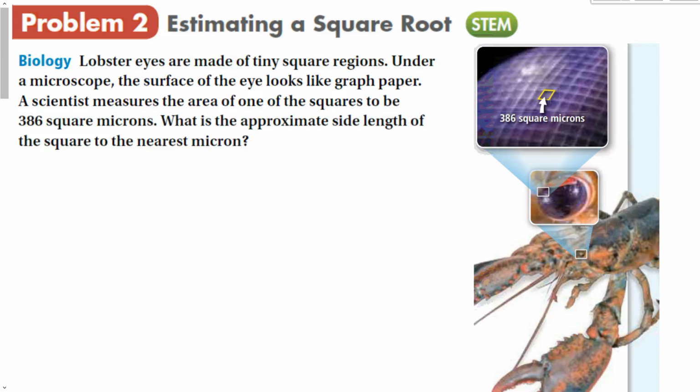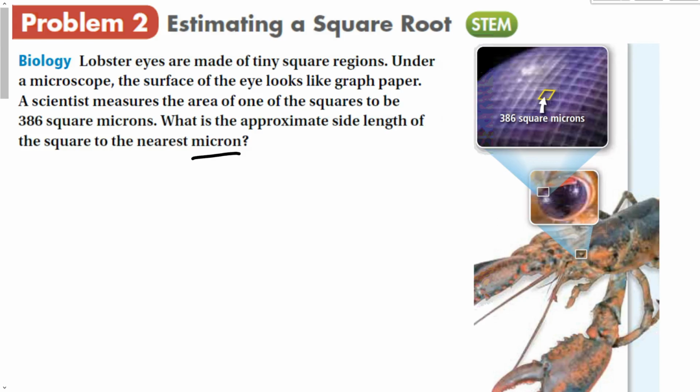So let's read the problem. Lobster eyes are made up of tiny square regions. Under a microscope, the surface of an eye looks like graph paper. A scientist measures the area of one of the squares to be 386 square microns. What is the approximate side length of the square to the nearest micron? And you don't need to know what a micron is. It's just a very small unit of measurement.